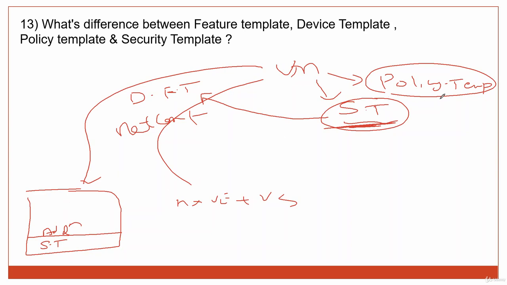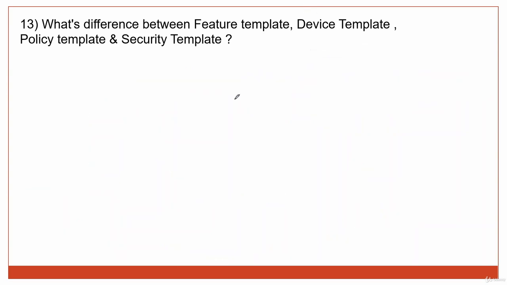But when we are talking about this policy template, you can go to the vManage level and create a policy template, but this policy template will get pushed to vSmart, and then vSmart will push it to the VH, as per the site list. So you can see how much difference or variation we have here.